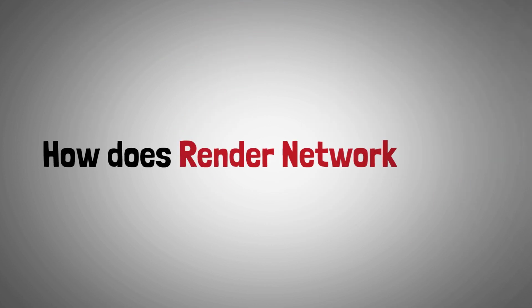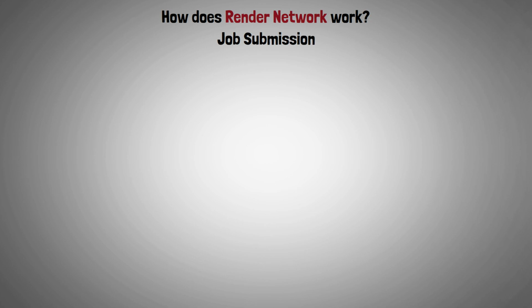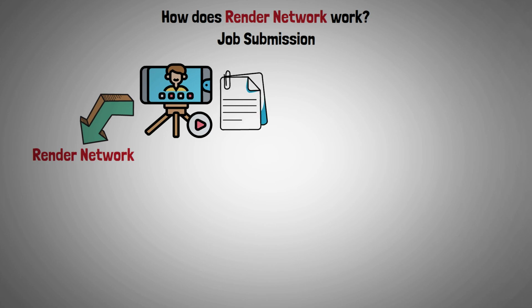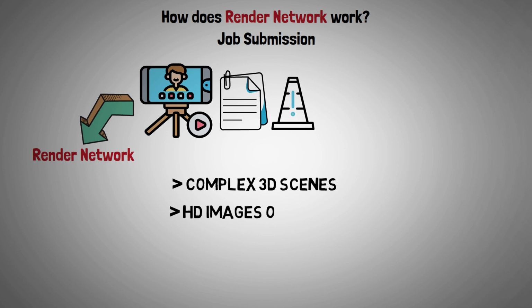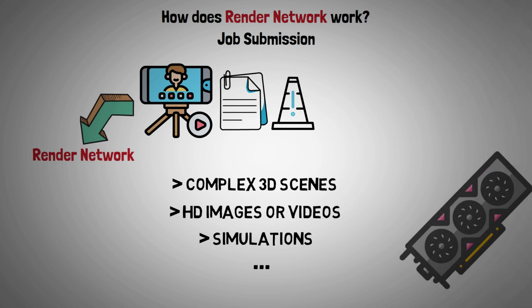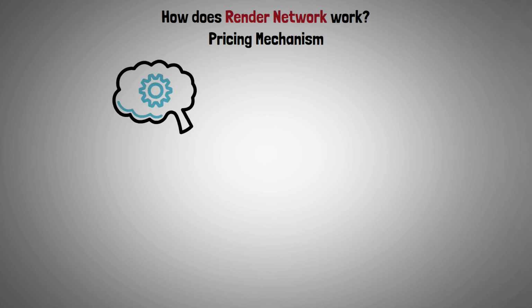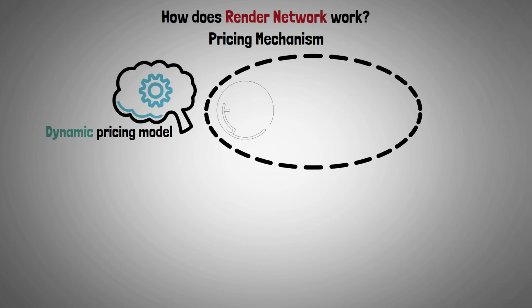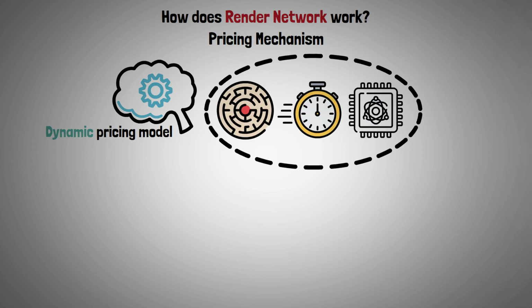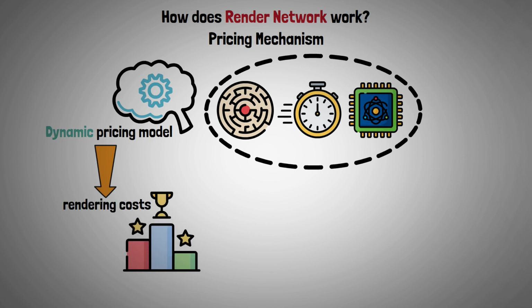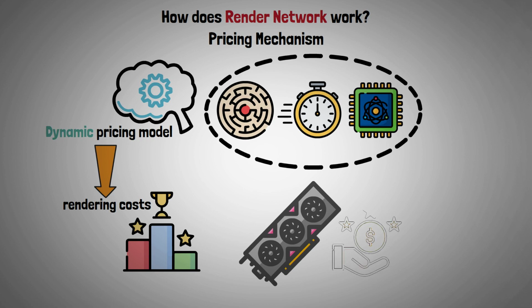But how does Render Network work? Job submission. The Render Network receives rendering jobs from content producers along with any accompanying information and necessary specifications. Complex 3D scenes, high-definition images or videos, simulations, or other GPU-intensive tasks can all be a part of these jobs. Pricing mechanism. The Render Network uses a dynamic pricing model that considers complexity, urgency, and resource availability of the job. By using this model, rendering costs for content producers are kept competitive, and GPU suppliers are fairly compensated for their contributions.